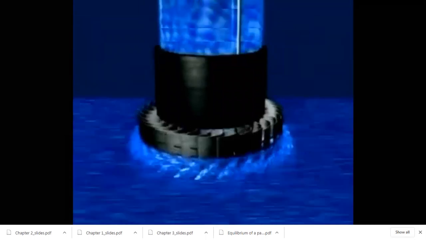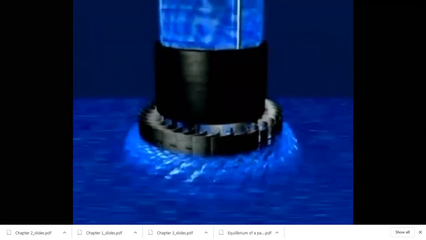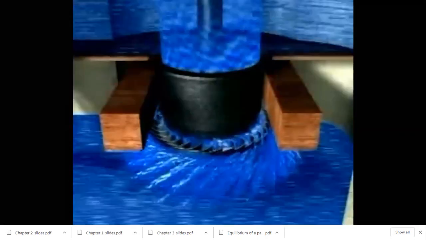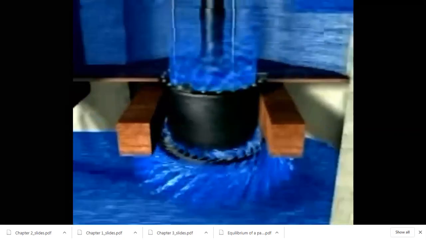Okay, and the opposite direction of the blades will help to increase the efficiency because you are redirecting the flow, so the kinetic energy will be transformed into rotational energy.